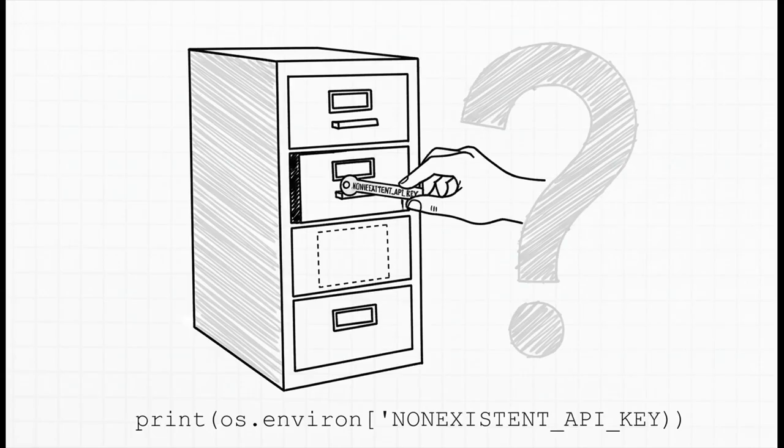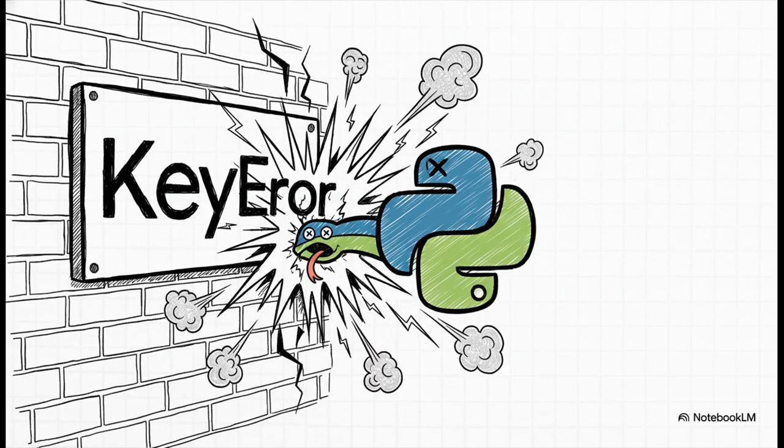We're going to try to access a key from os.environ that we know for a fact doesn't exist. Any guesses what's about to happen? And boom, a big, ugly key error. Your entire application just came to a screeching halt. It crashed. This is a huge problem. You absolutely cannot have your production app go down just because one little configuration variable is missing. This way of doing things is just too brittle. It's way too unsafe for real-world code.